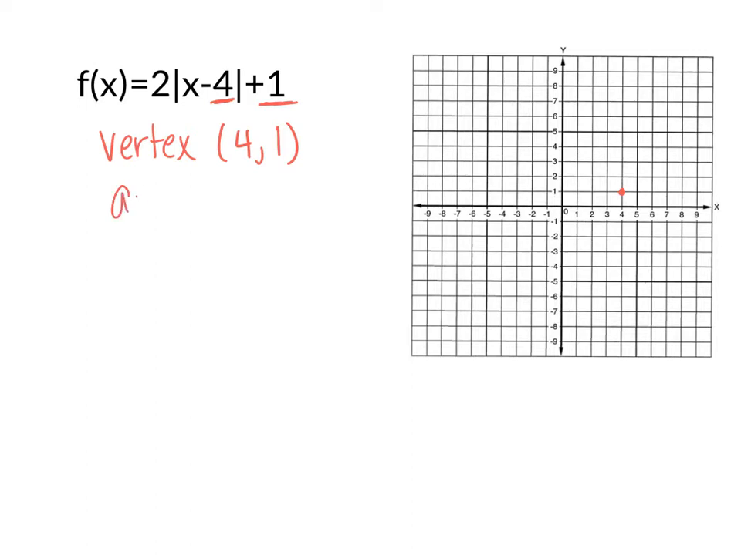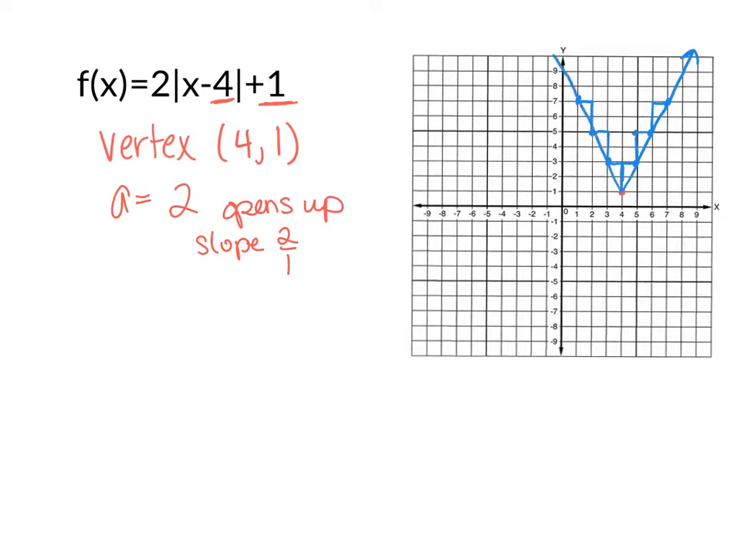And then my a is positive 2. So it opens up and has a slope of 2 over 1. So from there, we're going to go up 2 and over 1, up 2 over 1. And then we can draw our branch on the right. And then we're going to do the opposite for the left branch, up 2 and to the left 1, up 2 and to the left 1.